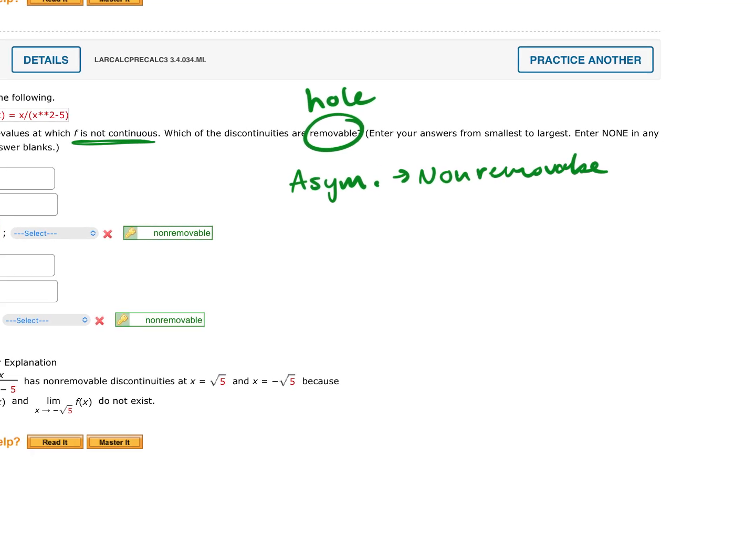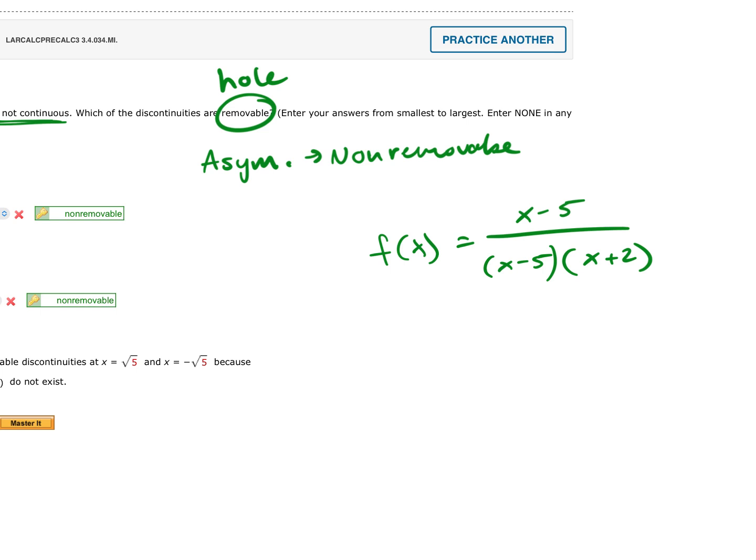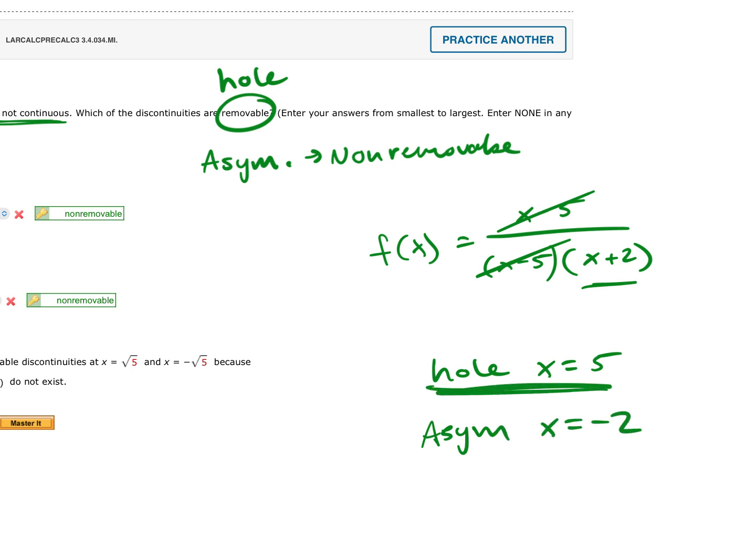But if we had something like x minus 5, and we factored our denominator and we got x minus 5 times x plus 2, we'd have a hole at x equals 5. And then we'd have an asymptote at x equals negative 2. So this would be removable, this would be non-removable. So it's possible to have both in the same question, but not at the same spot.